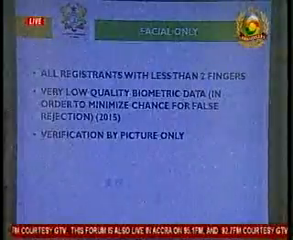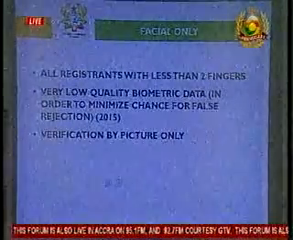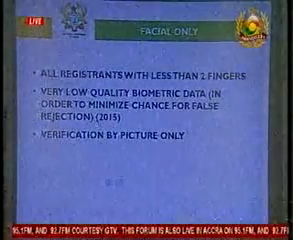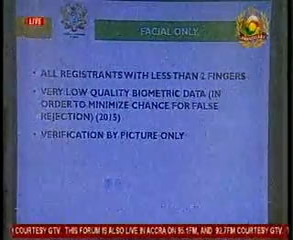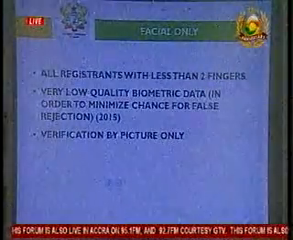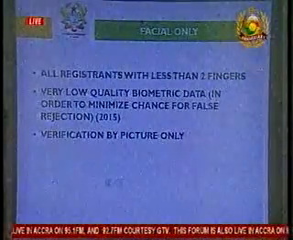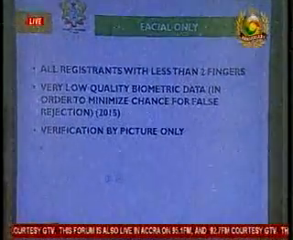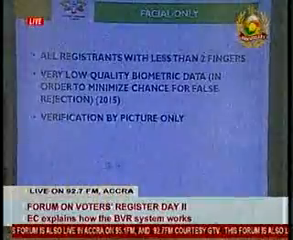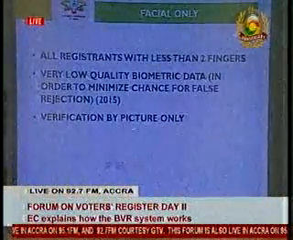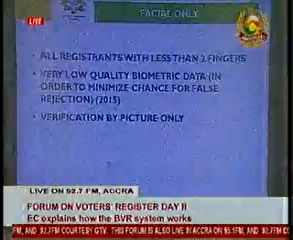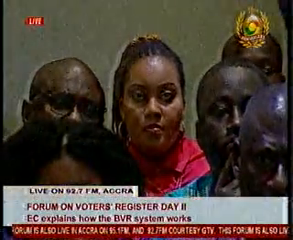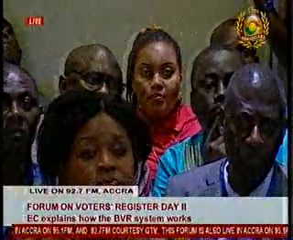So for those with less than the 6 fingers we talked about earlier, and particularly for those with less than 2 fingers, they come onto the register as facial only. So you'll find FO there, meaning we're not using their fingers, we're using their face. And maybe the MPP will help us with their face recognition technology. So we verify them by picture only. But in order to minimize the chance for false rejections, from 2015, those with very low quality biometric data are also included in this category.